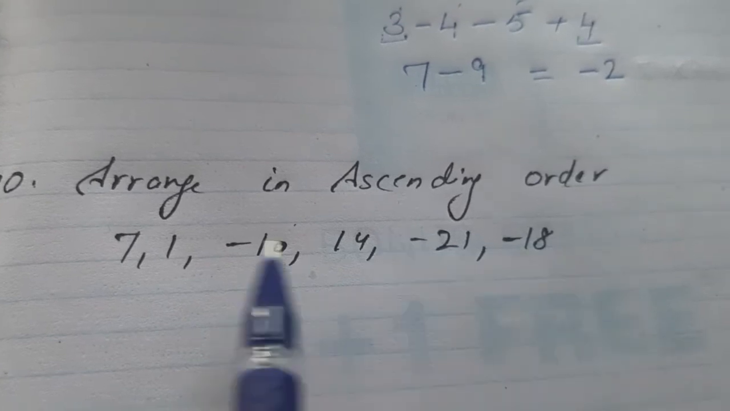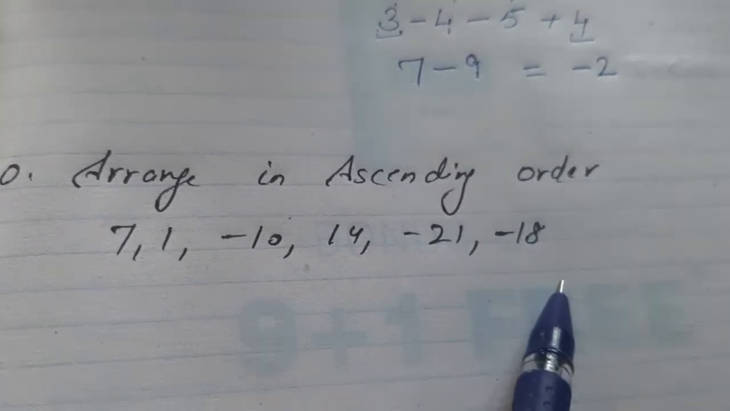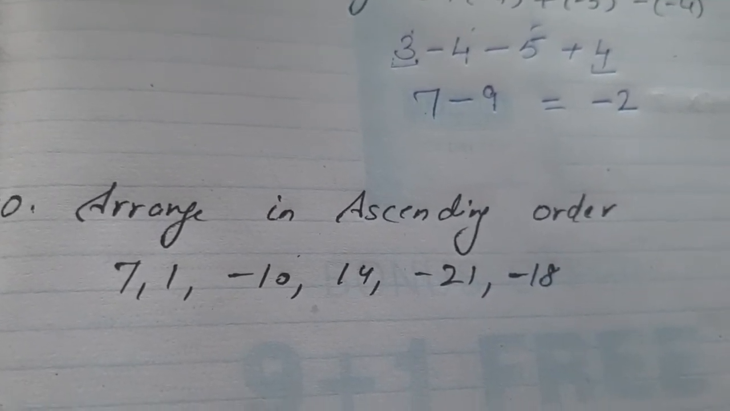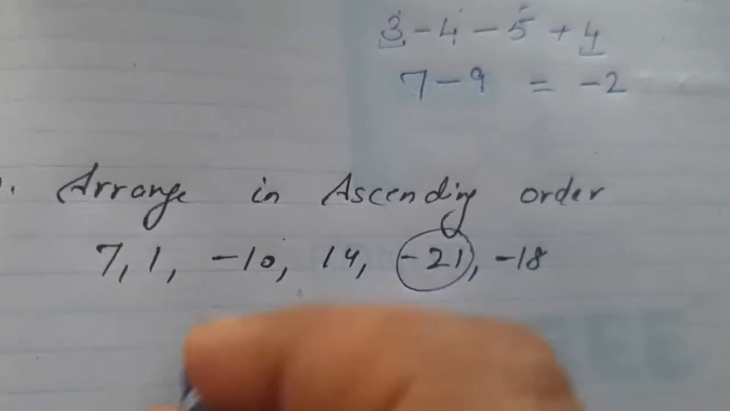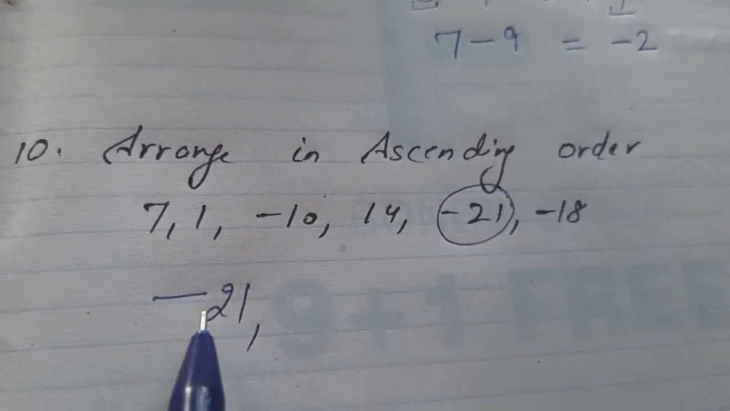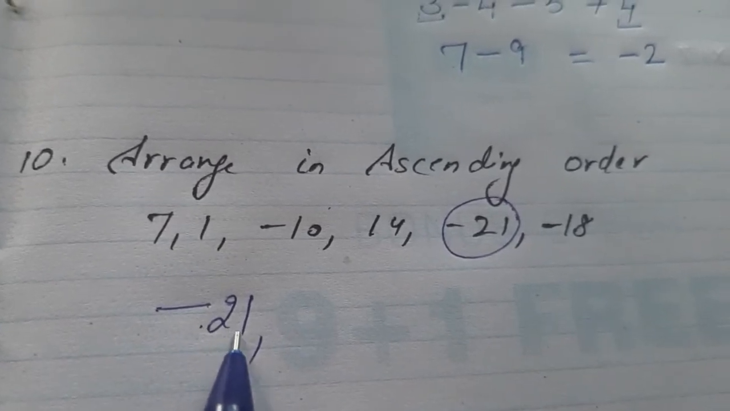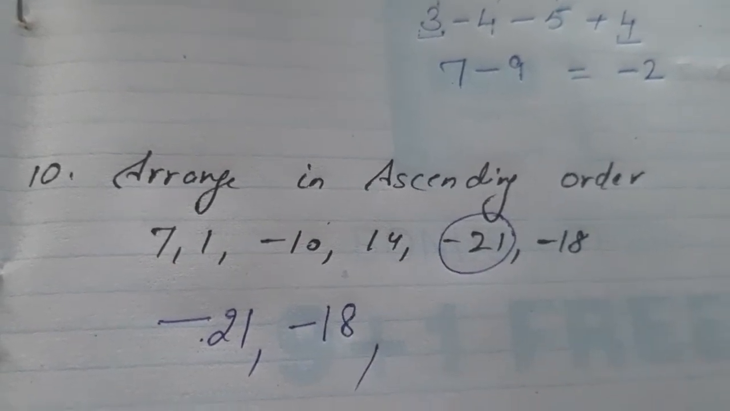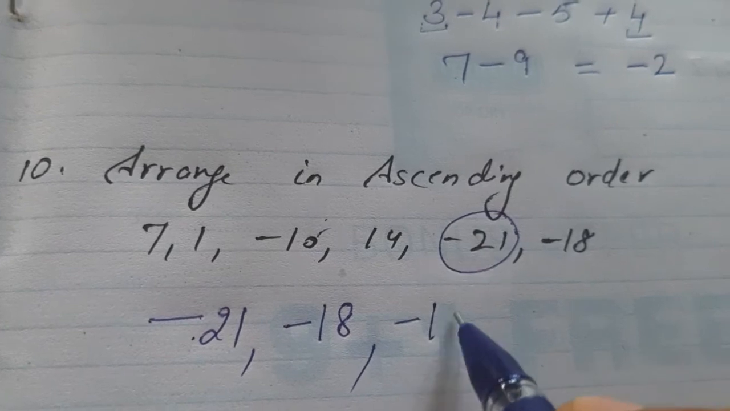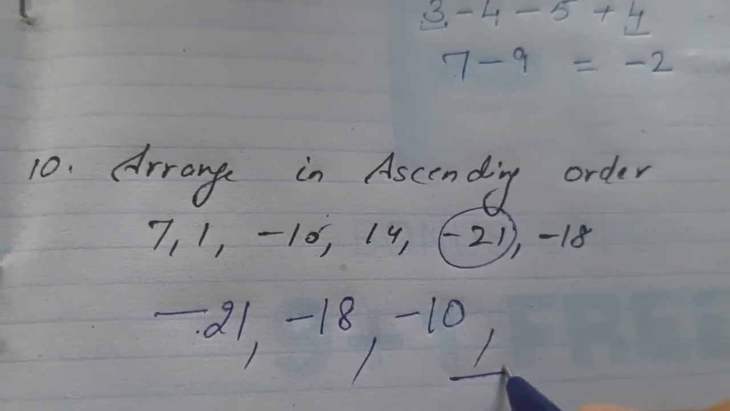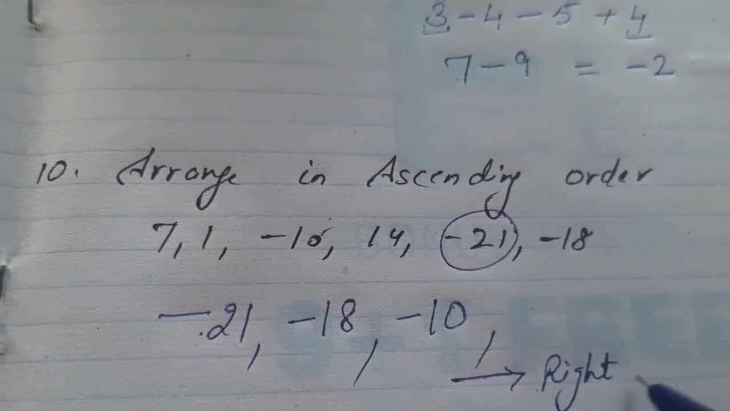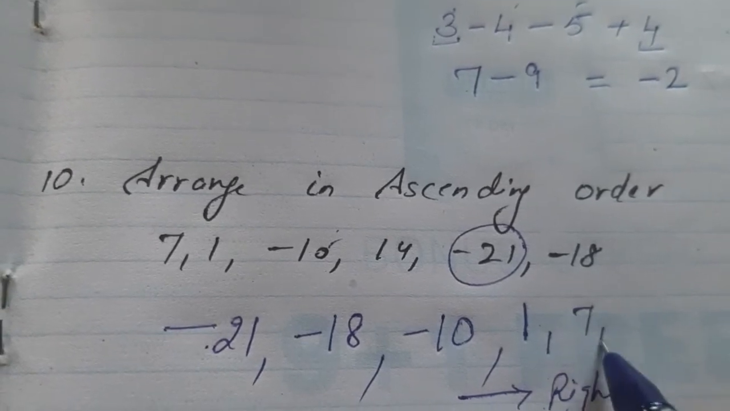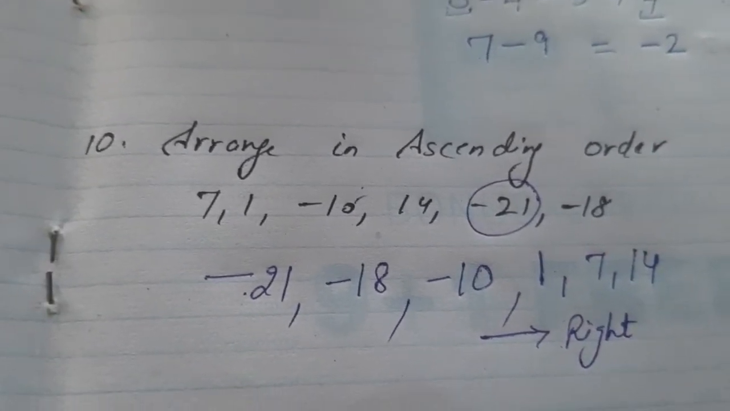Arrange in ascending order. Ascending order means from smaller to bigger. So the smallest numbers here will be the negative numbers. Negative numbers are smaller than the positive numbers. The smallest will be minus 21. The number with the negative sign having the bigger value will be the smallest here. Then bigger than minus 21 is minus 18. Bigger than minus 18 is minus 10 when we move towards the right side. When we move towards the right, numbers keep on increasing. Next will be positive: 1, then 7, then 14. So this will be the ascending order.